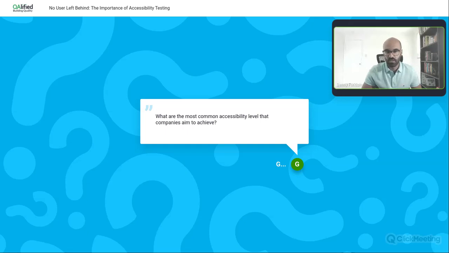Now, some of the company, again, depends on the application. If a lot of people with disability are using that application, they go as far as triple A, but I've never seen them stick with only A. They have A and double A.